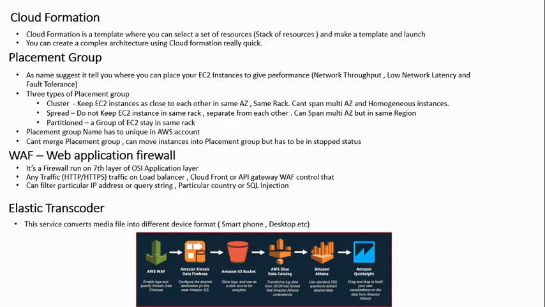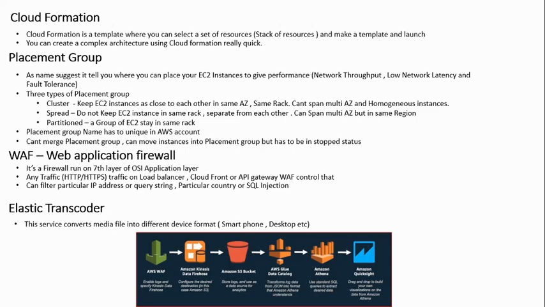Mainly it improves your network throughput, network performance, latency, and fault tolerance as well. For cluster, definitely it is homogeneous. It cannot span multiple AZs, because you understand it's in the same availability zone, the same rack actually, and the other two can span multiple AZs but within the same region, right? A placement group has a unique name within the same AWS account, and you cannot merge placement groups, but you can move one instance from one placement group, but it has to be in the stopped state. So I think we understood this thing.